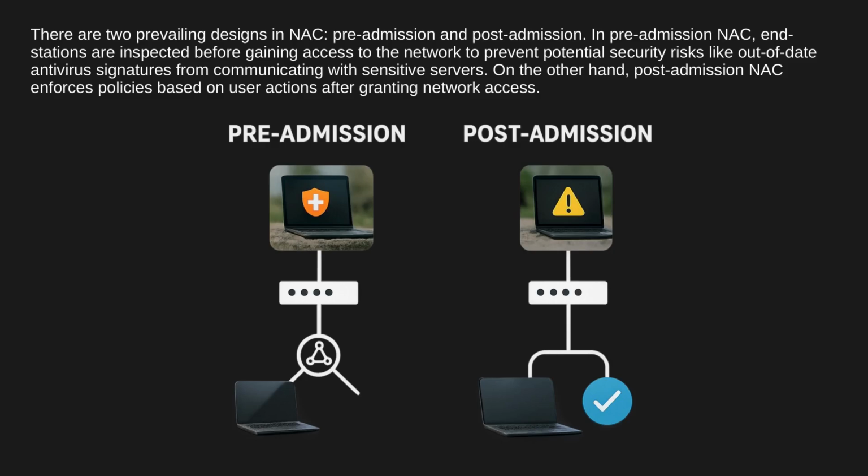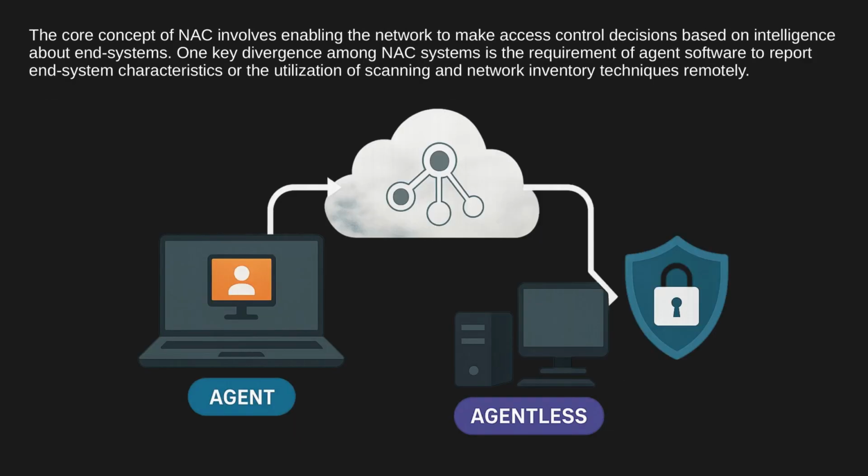In pre-admission NAC, end stations are inspected before gaining access to the network to prevent potential security risks, like out-of-date antivirus signatures, from communicating with sensitive servers. On the other hand, post-admission NAC enforces policies based on user actions after granting network access. The core concept of NAC involves enabling the network to make access control decisions based on intelligence about end systems.